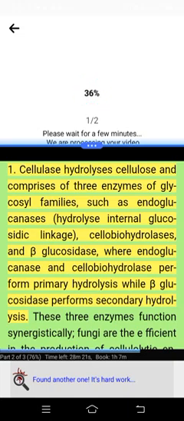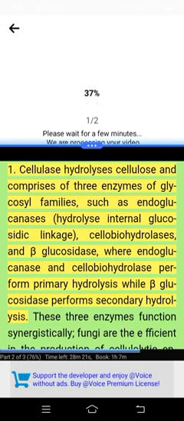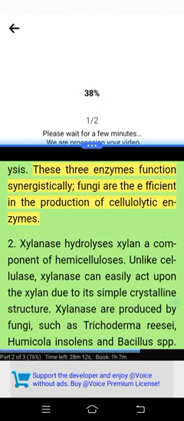Cellulase hydrolyzes cellulose and comprises three enzymes of glycosyl families, such as endoglucanases, which hydrolyze internal glucosidic linkages, cellobiohydrolases, and beta-glucosidase, where endoglucanase and cellobiohydrolase perform primary hydrolysis while beta-glucosidase performs secondary hydrolysis. These three enzymes function synergistically. Fungi are efficient in the production of cellulolytic enzymes.